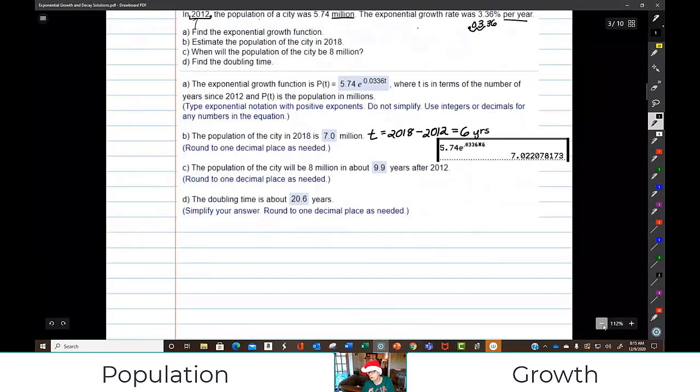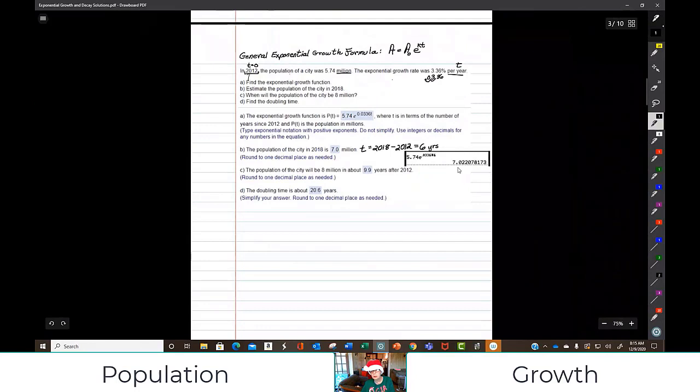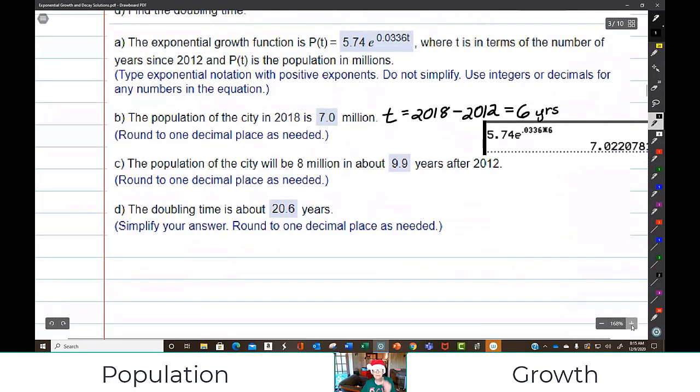And once we go down to 100%, see, it's going to be very readable. It's about the same size as the print right there. But we need it bigger for video. Okay, now, round to one decimal place. So here is one decimal place. And the two will not cause the zero to round up to a one. So 7.0 million in 6 years. That's what the population should be if this is an accurate formula.